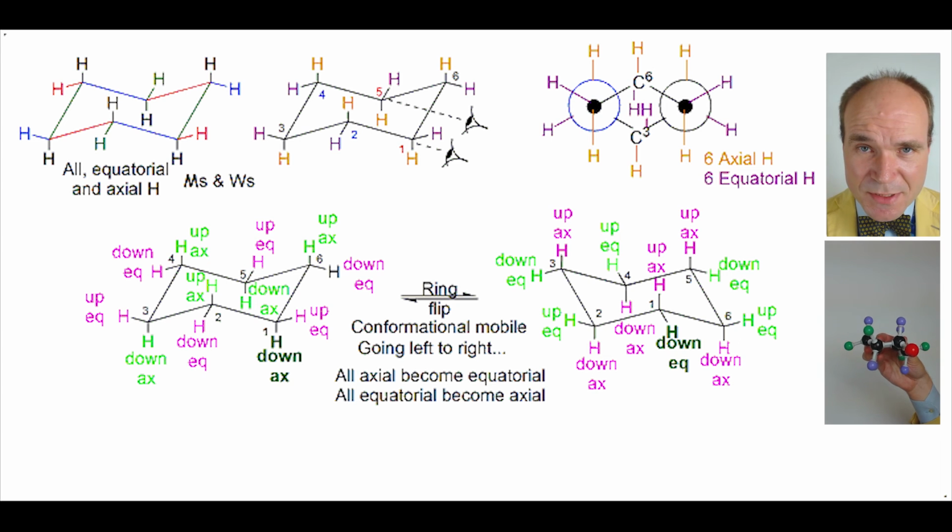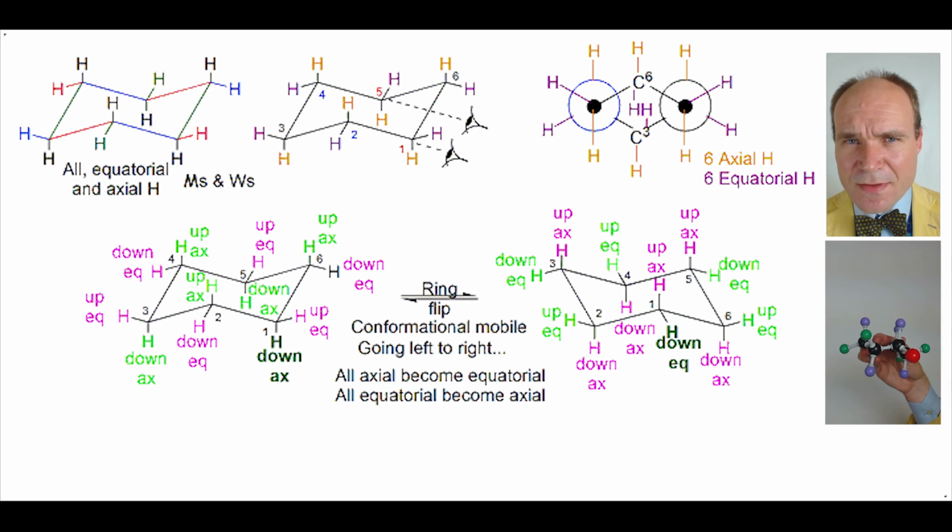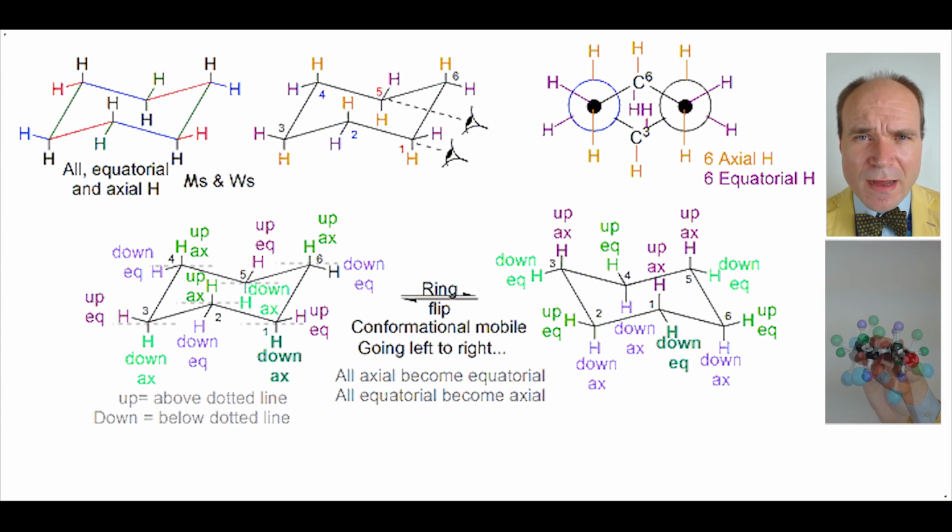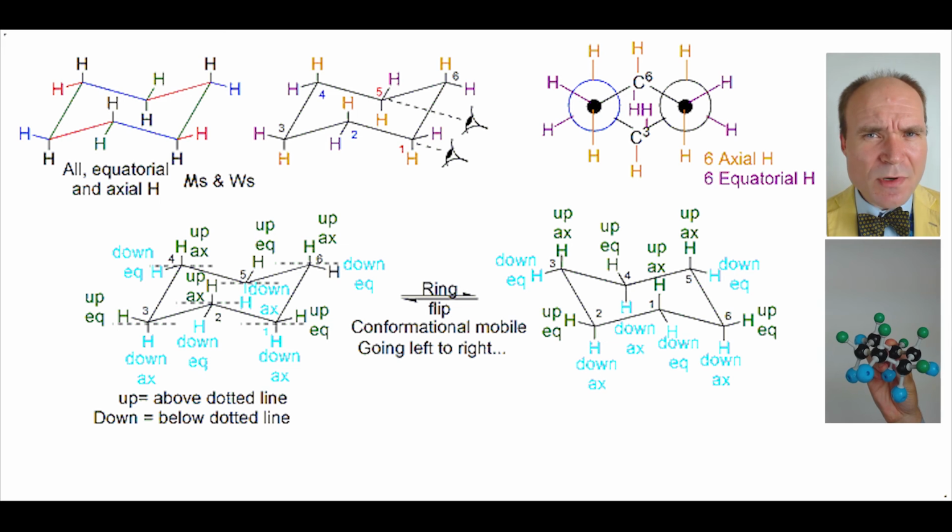So an axial substituent, as it ring flips, becomes equatorial, and an equatorial substituent, as it ring flips, becomes axial. And you can see that's true for any carbon on this ring. Is there something here that is common to the left-hand side conformation and the right-hand side conformation? Well, there is, but we can't think of axial and equatorial. Clearly, they're changing. I want to think in terms of up and down.